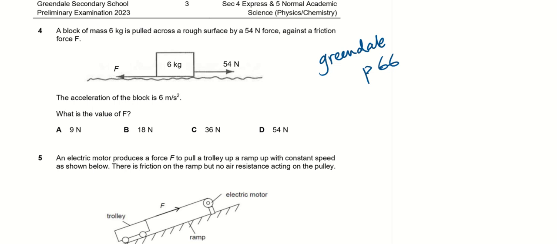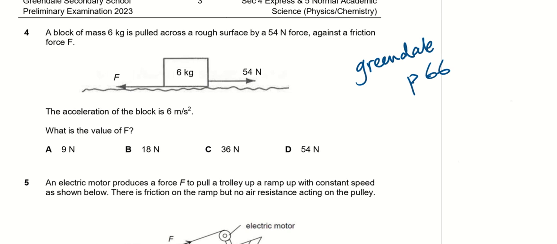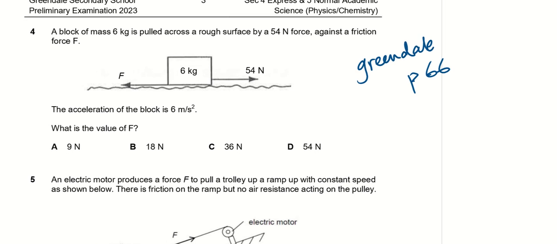Okay, in this video, we'll be continuing with the dynamics question. So this is in Grindale, page 66, question 4. A block of mass 6 kg, so this is the M, is pulled across a rough surface, that means there's going to be friction. The pulling force is 54 Newton. It is against a friction force of F.